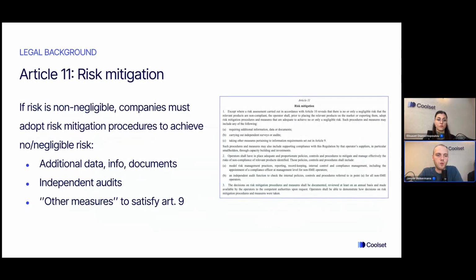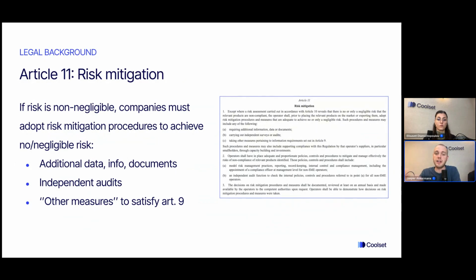And then over to Article 11, which is risk mitigation. What does that mean in practice? So if a risk is non-negligible, companies must adopt risk mitigation procedures to achieve no negligible risk. So what that means essentially is there are several things that I mentioned here.